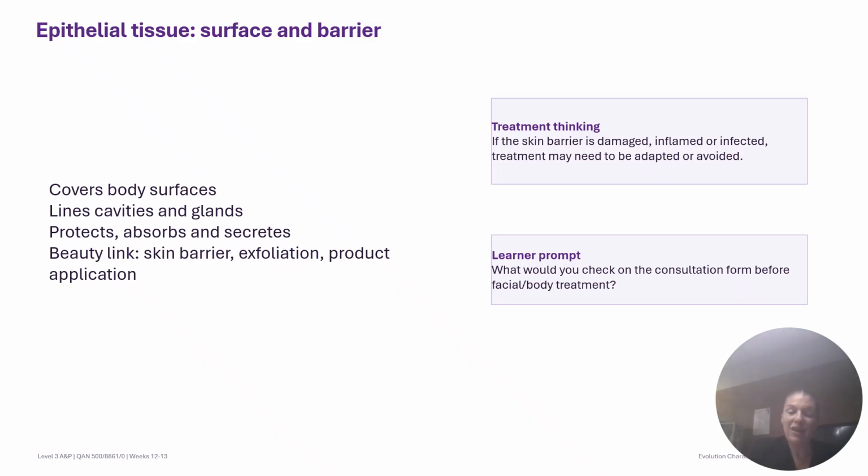So, epithelial tissue, surface and barrier. It covers the body's surface, lines cavities and glands, protects, absorbs and secretes. There are some key words there for any exams. And the beauty link to this is the skin barrier. We exfoliate it and then we apply the product application towards the end to produce that barrier. Now remember, if you're doing a facial or you're doing a massage, the skin is very sensitive. So that's why we link it to that.